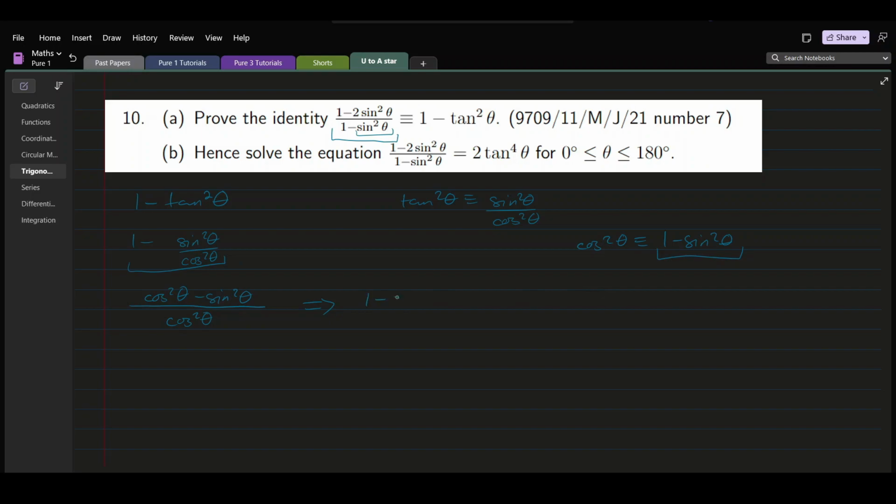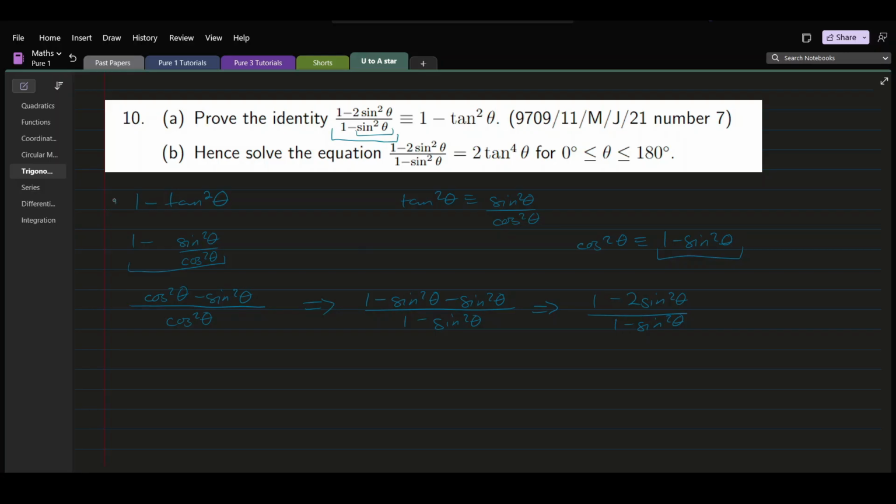So our numerator becomes 1 minus sine squared theta minus sine squared theta, and this is all over 1 minus sine squared theta. When you simplify it, it becomes 1 minus 2 sine squared theta over 1 minus sine squared theta, and we have proved our identity.